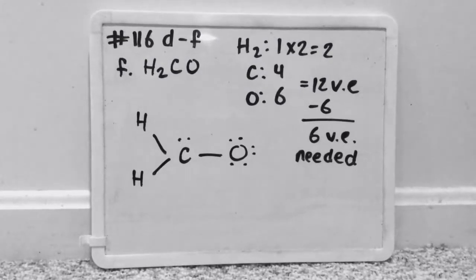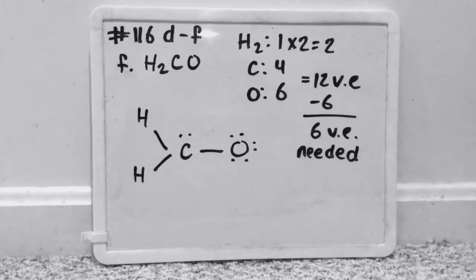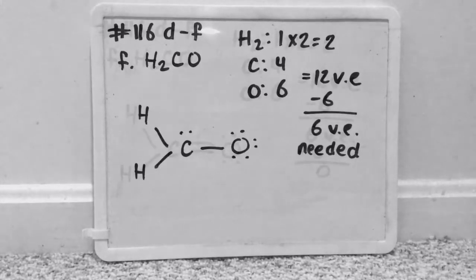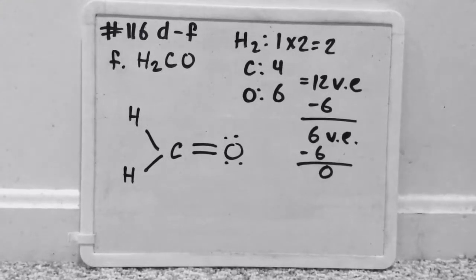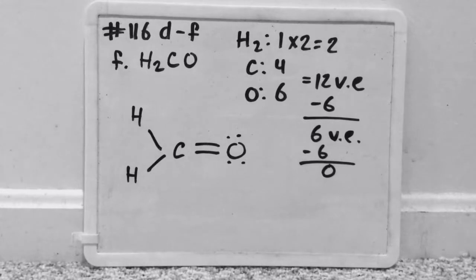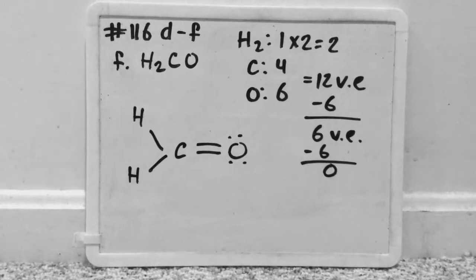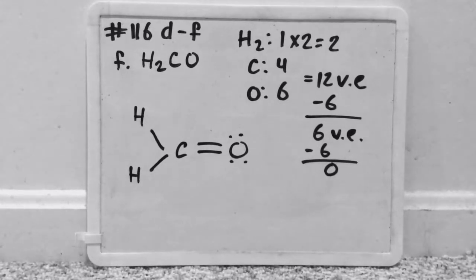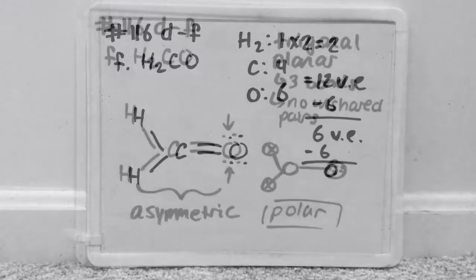C only has 6 electrons, so we need 1 more pair to make it stable, and O only has 2 electrons, so we need 6 more around that one to make oxygen stable. However, with this compound, because our central atom, carbon, and the atom oxygen both have lone pairs of electrons, we can cancel those out and draw a double bond between C and O, still making H2CO stable.